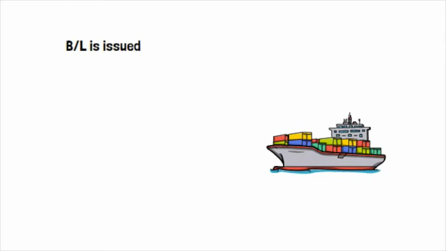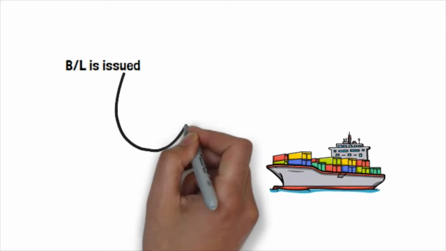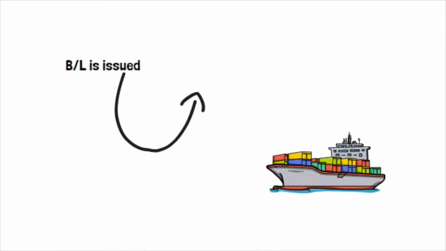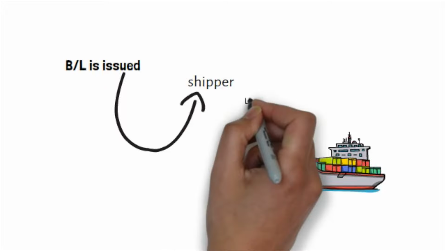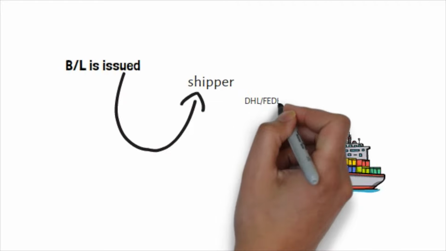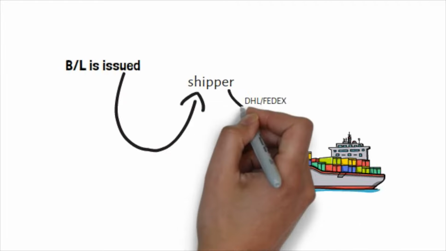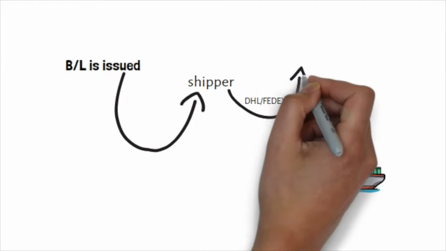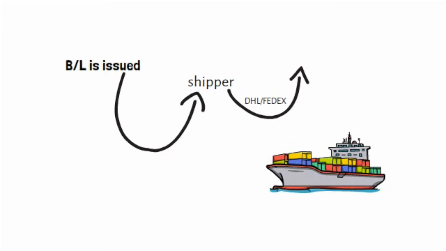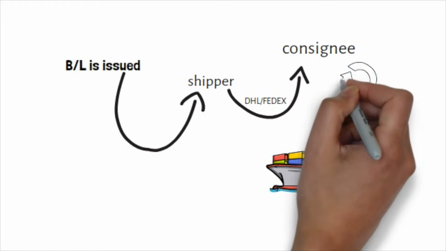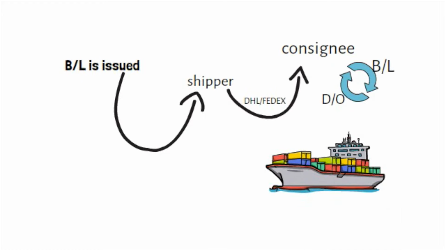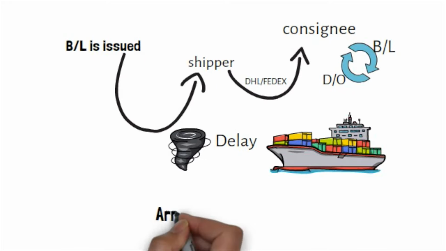The bill of lading is issued when the container is loaded to the vessel. The forwarder will issue the bill of lading to the shipper, and then the shipper will send the original document to the consignee by courier, such as DHL or FedEx. When the consignee gets the bill of lading, they will pick up the DO. The vessel is sometimes delayed by weather or port blockage, but this can't be helped. We just have to wait.